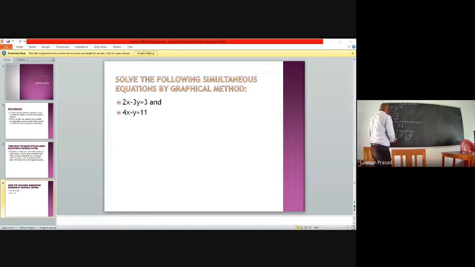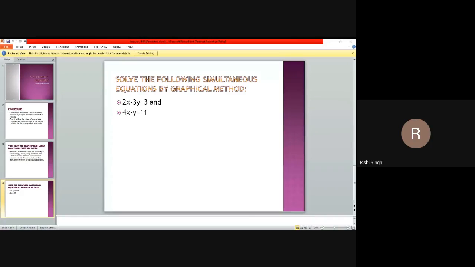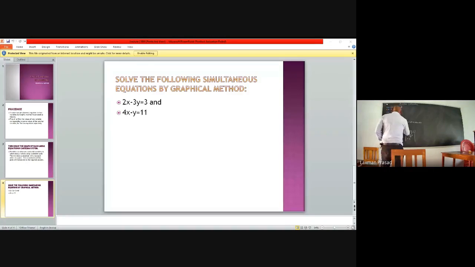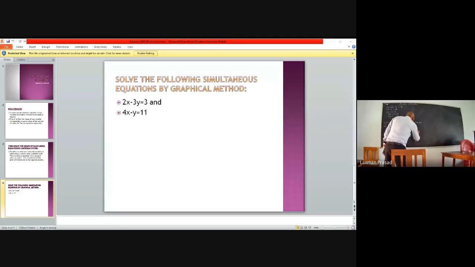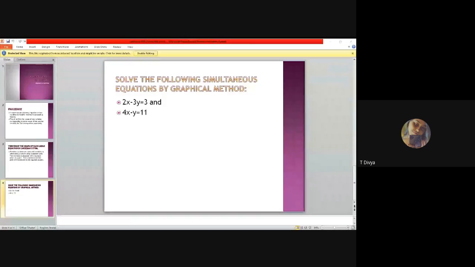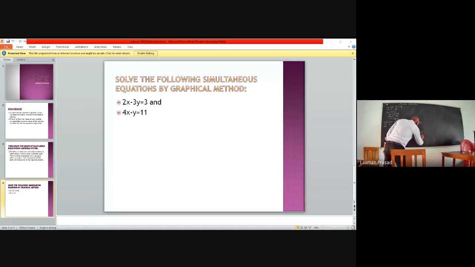See, if the value of x is 6, then the value of y is 3. If the value of x is 9, then y equals 2 into 9 minus 3 divided by 3, which equals 5.